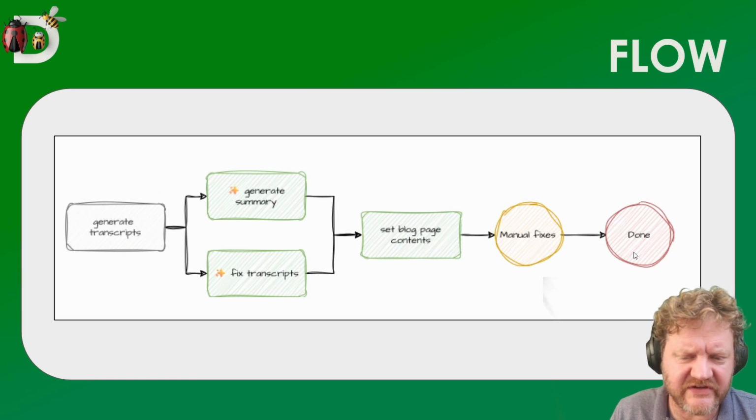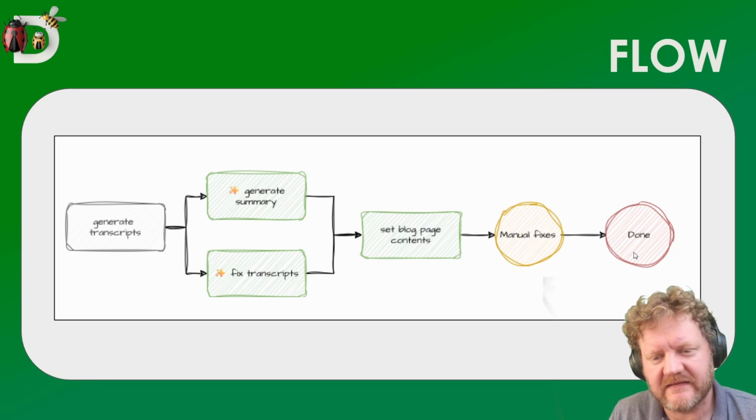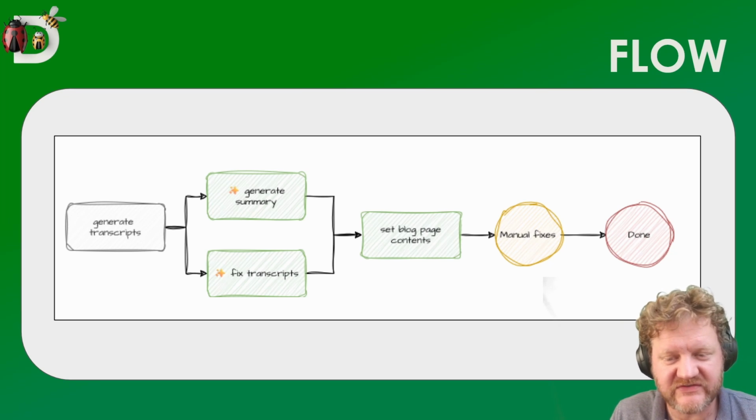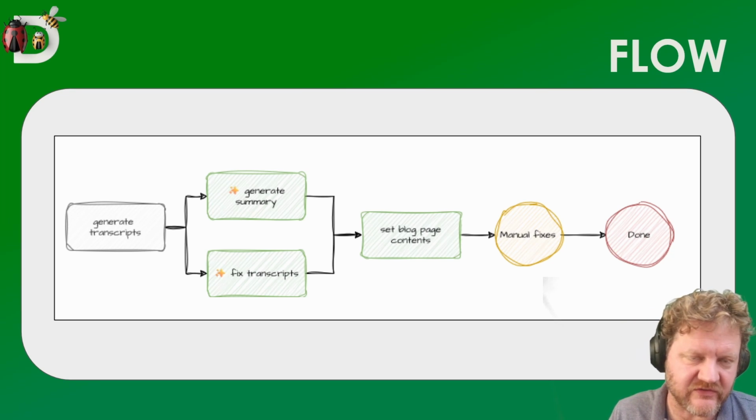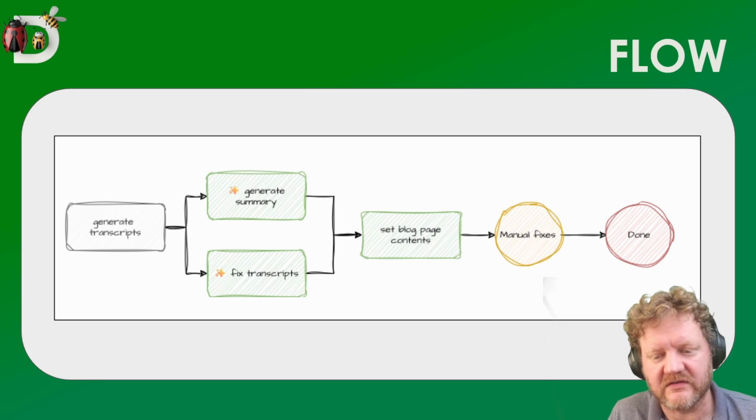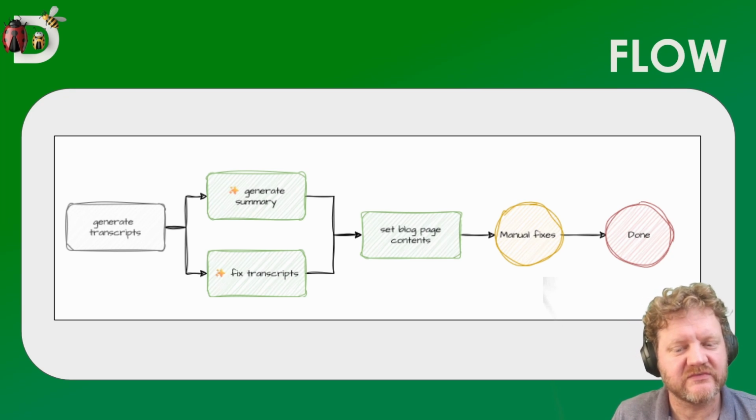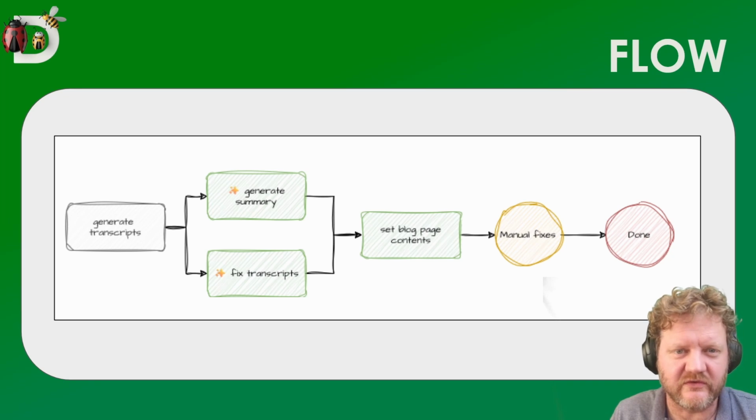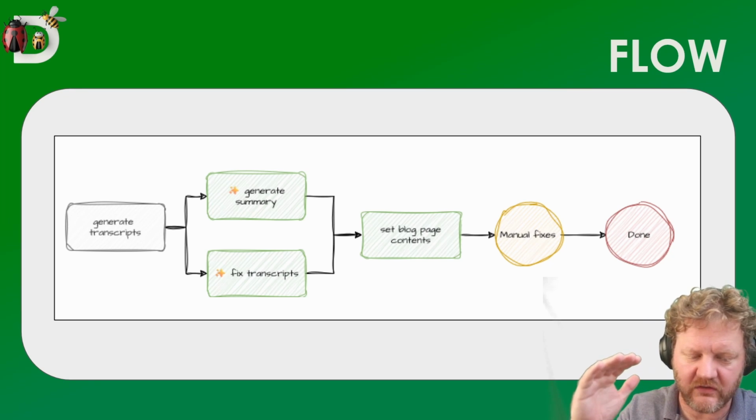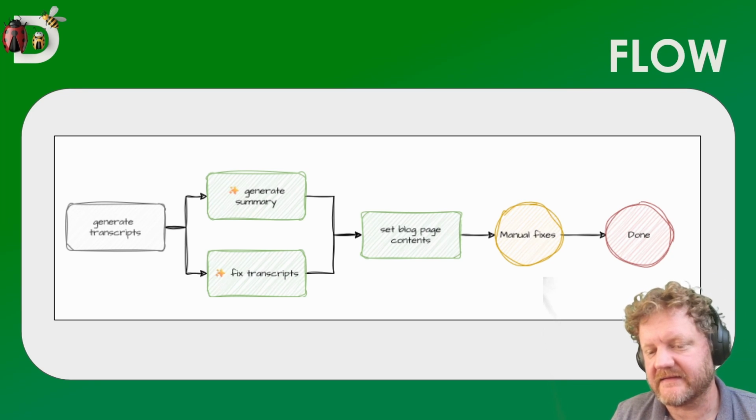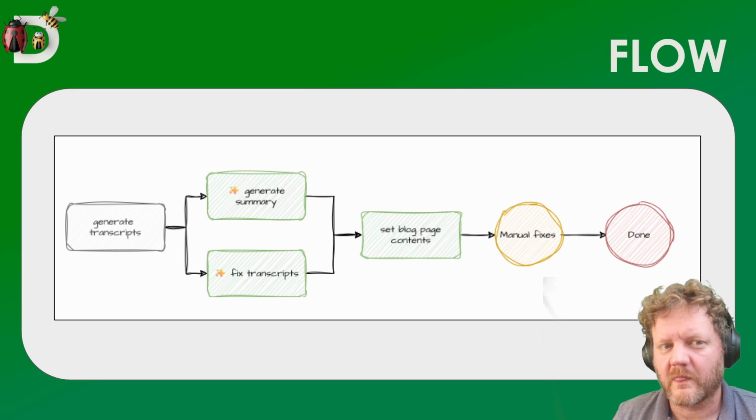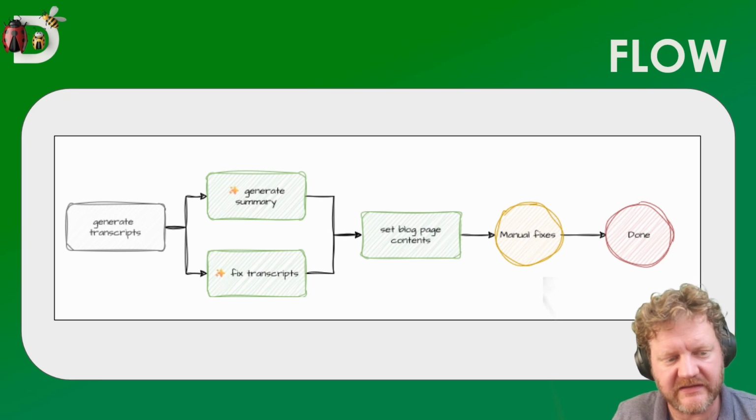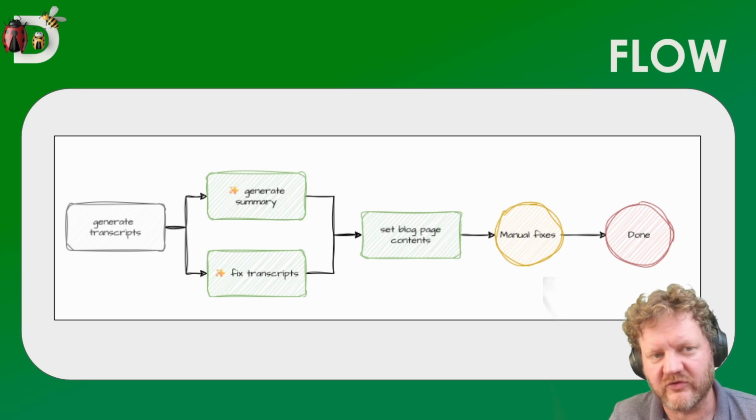So after generating the transcripts, I then let AI do two things. So ChatGPT, I give it the transcripts and I ask it to generate a title, a summary, and some keywords. And I also ask it to fix the transcripts, because the output from Whisper is just a big wall of text, and I can't use that on the webpage, so I ask it to keep the text as is, but group it into different paragraphs.